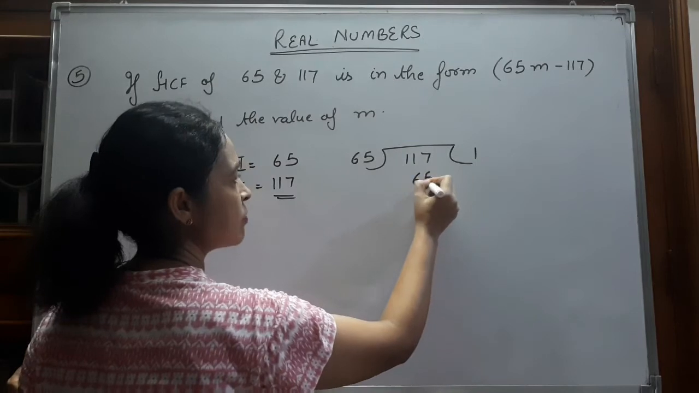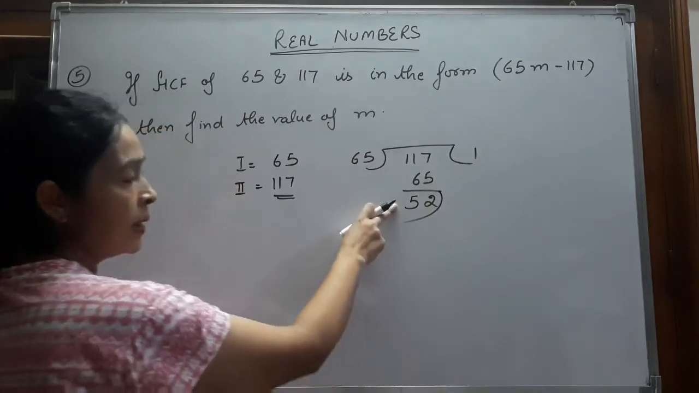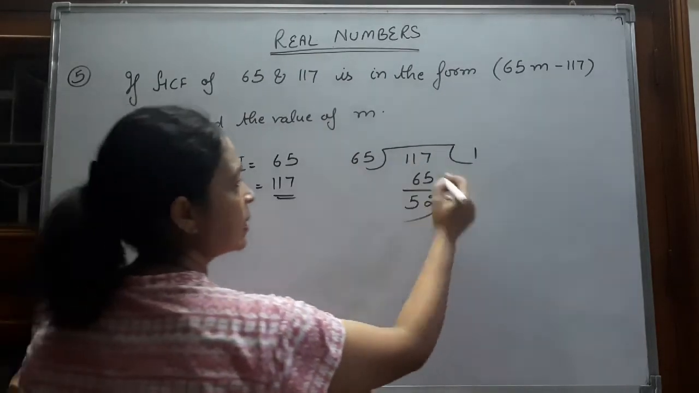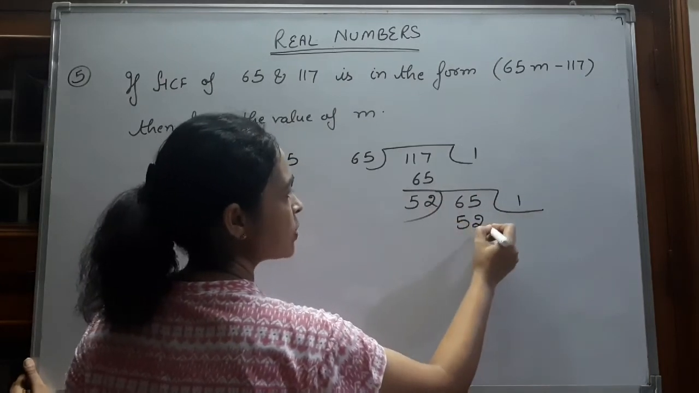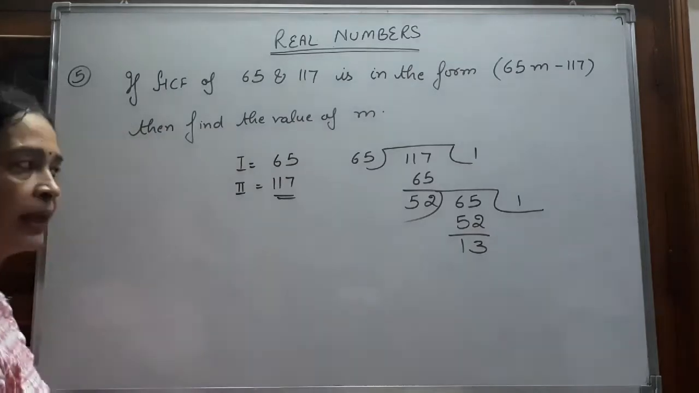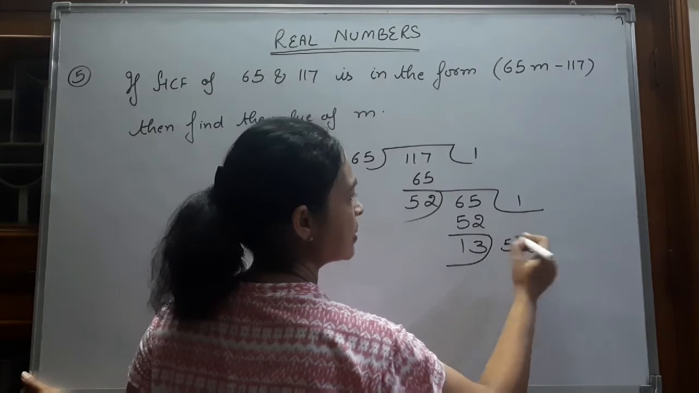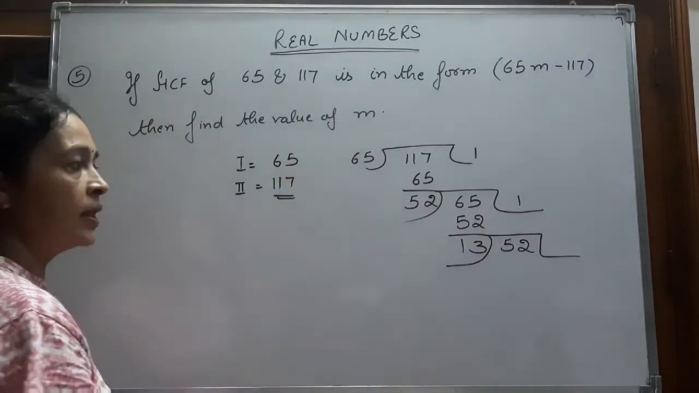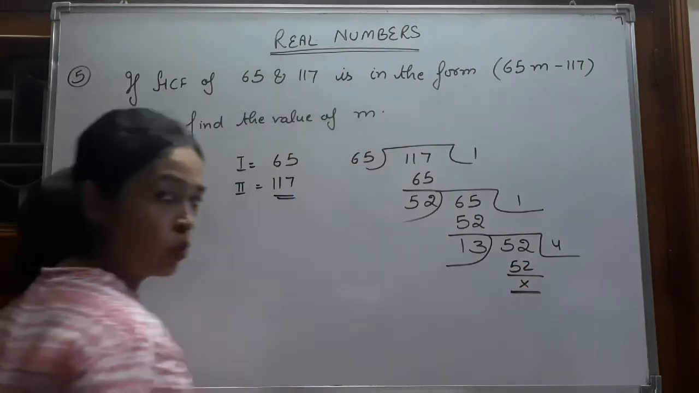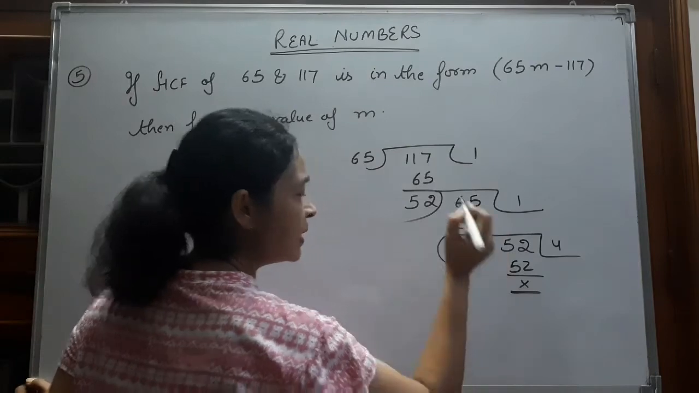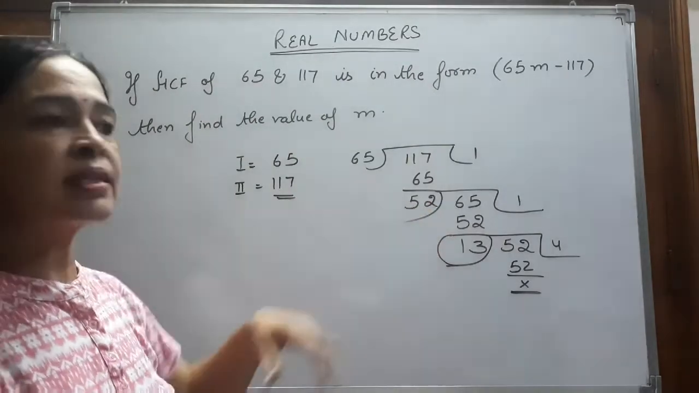65 ones are 65. The remainder is 52. Now take this remainder as the divisor and 65 as the dividend. 52 ones are 52. The remainder is 13. This time take this 13 as the divisor and 52 as the dividend. 13 fours are 52. This time our remainder is 0. So 13 is our HCF. If you find the HCF by the prime factorization method, you will get the same result.